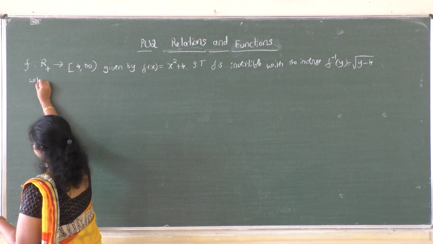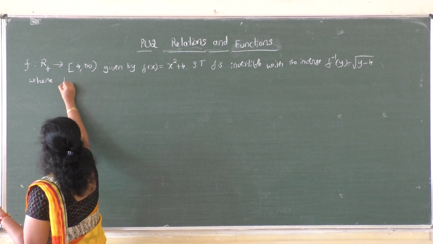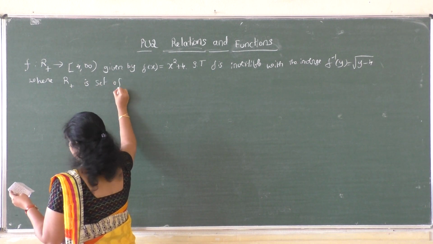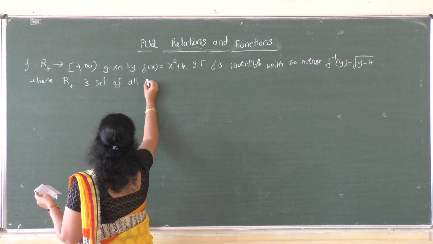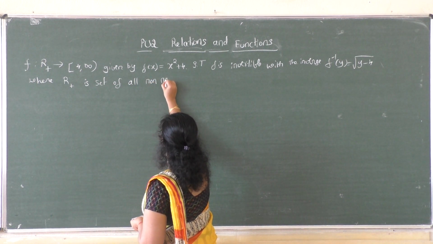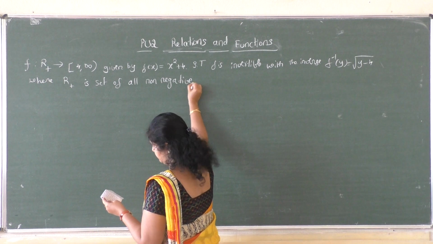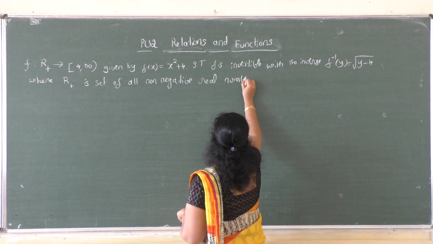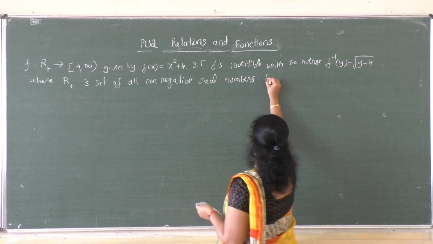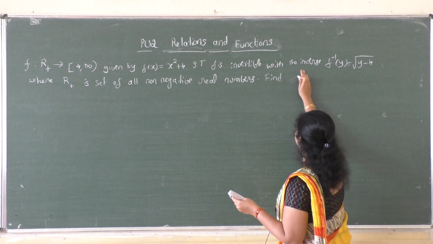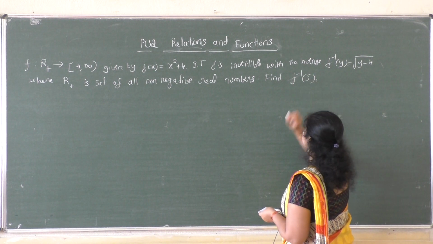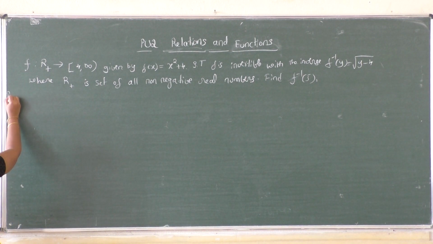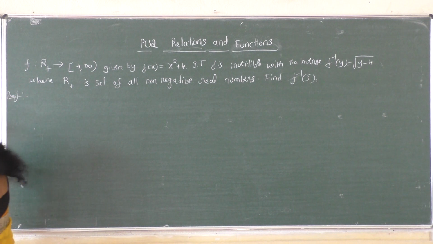where R plus is the set of all non-negative real numbers. Also find f inverse of phi. You have to write the solution or the proof.